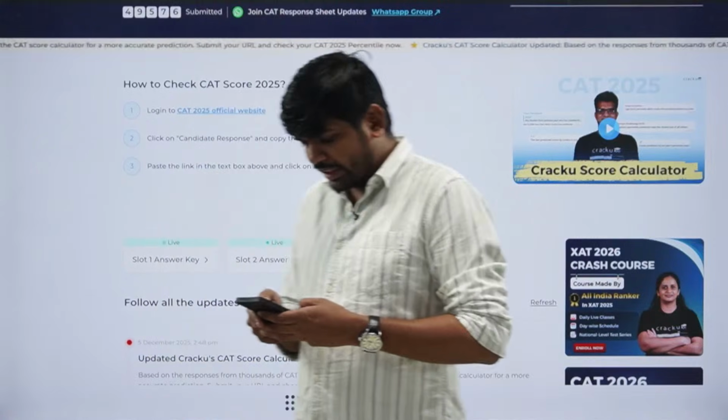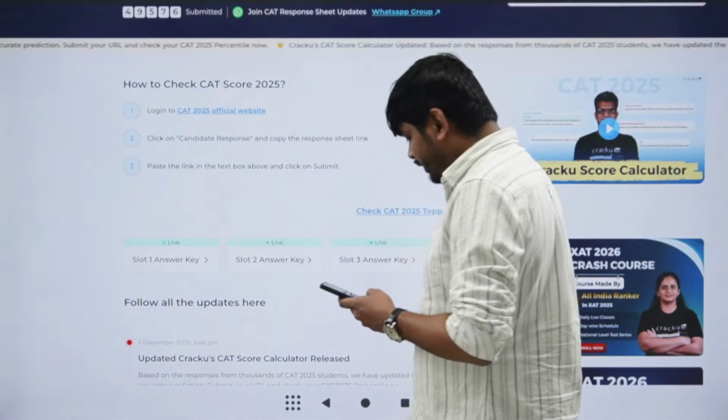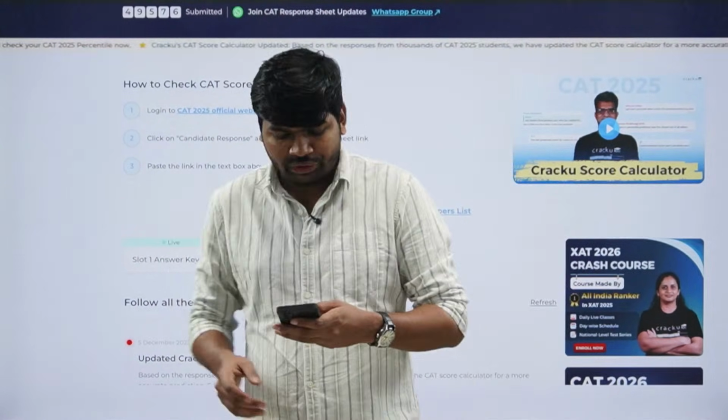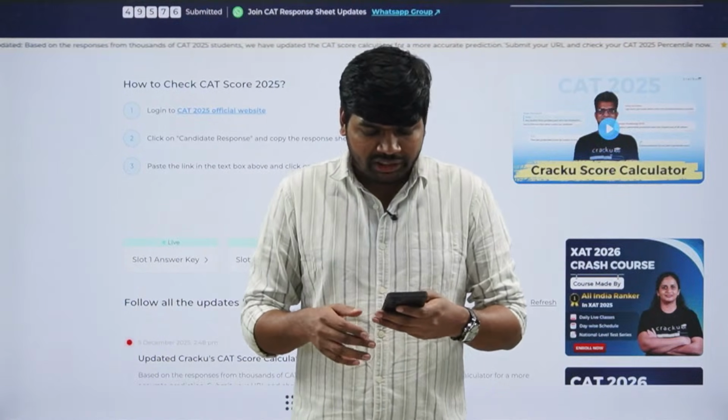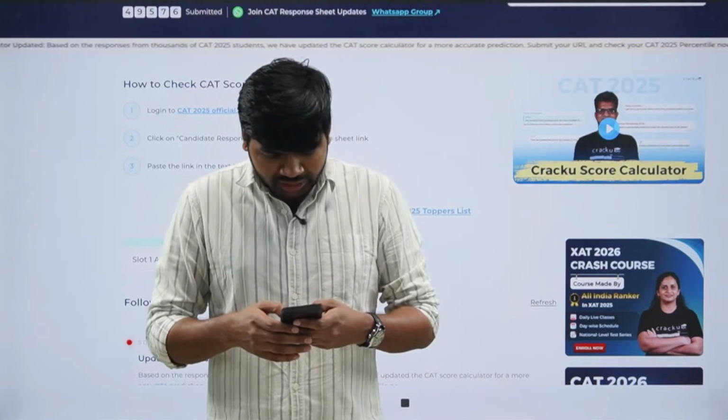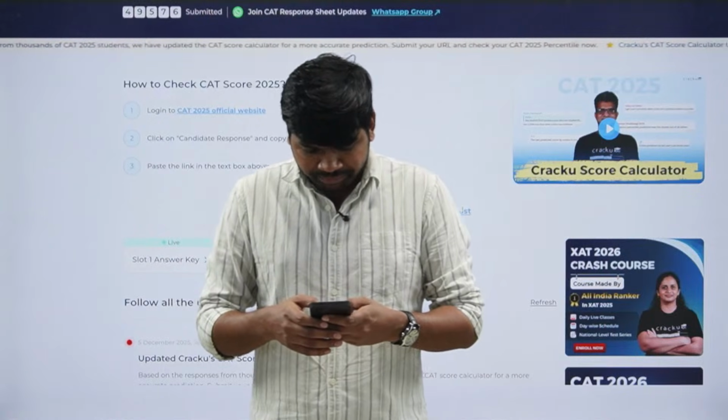88.63 scale score, what percentile will I get? 88.63 is nearly 99 point something. It will be nearly 99 percentile, above 99 percentile. Okay, Aditya, you will get above 99 percentile.